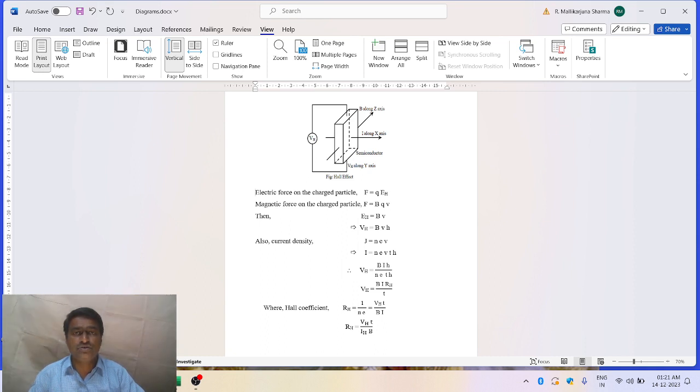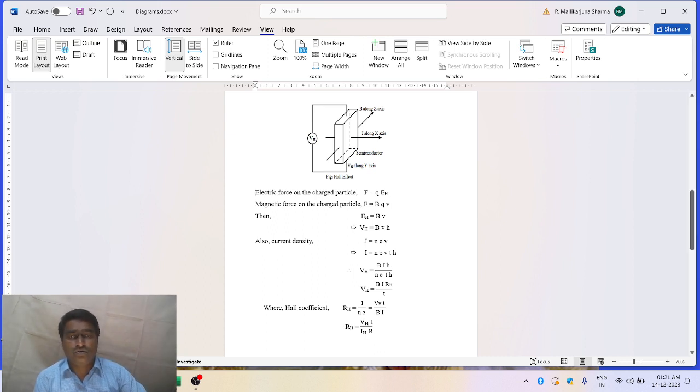This effect is also used to find or measure the magnetic field, because we do not have any instruments to do so. It is a connection between the magnetic field and current, or it is a device or a principle that provides magnetic sensors.